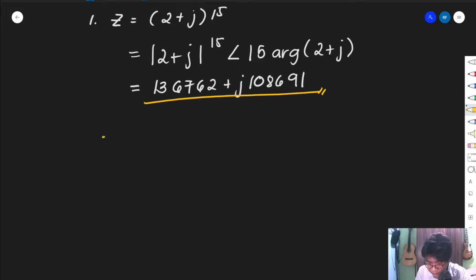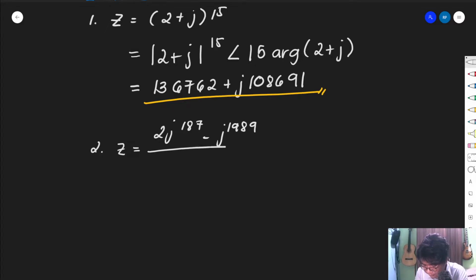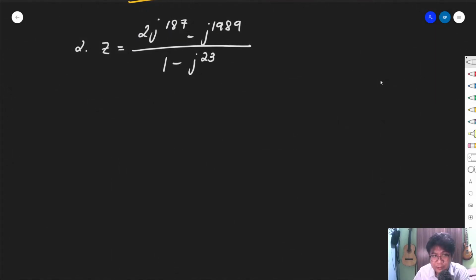Sabi dito, palit tayo ng color. So, we have z is equal to 2j to the 187 minus j to the 1989 over 1 minus j to the 23. Okay? So, let us evaluate.